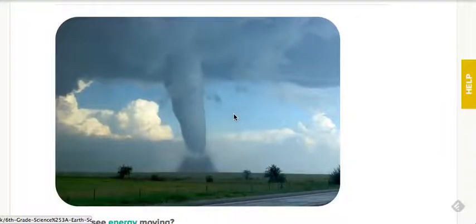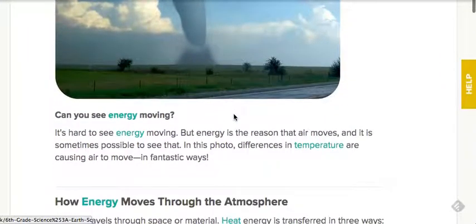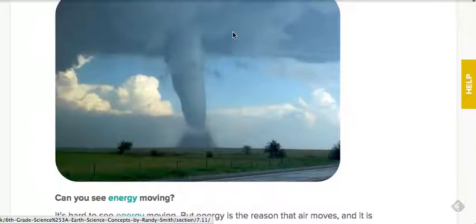Obviously, we see this as a tornado. More importantly, can you see energy moving in this picture? It's hard to see energy moving, but energy is the reason that air moves. And it is sometimes possible to see that. In this photo, differences in temperature are causing the air to move in fantastic ways. And here it just happens to be a vortex.